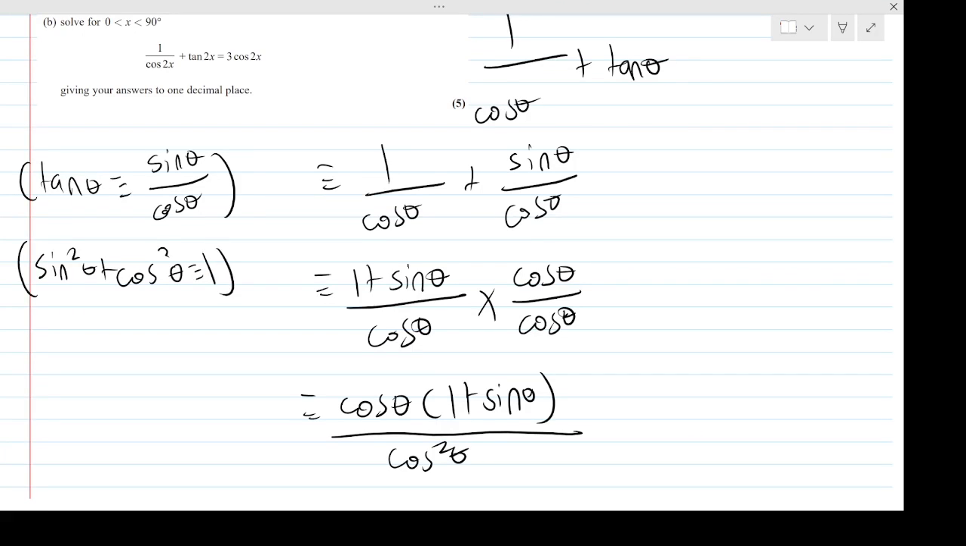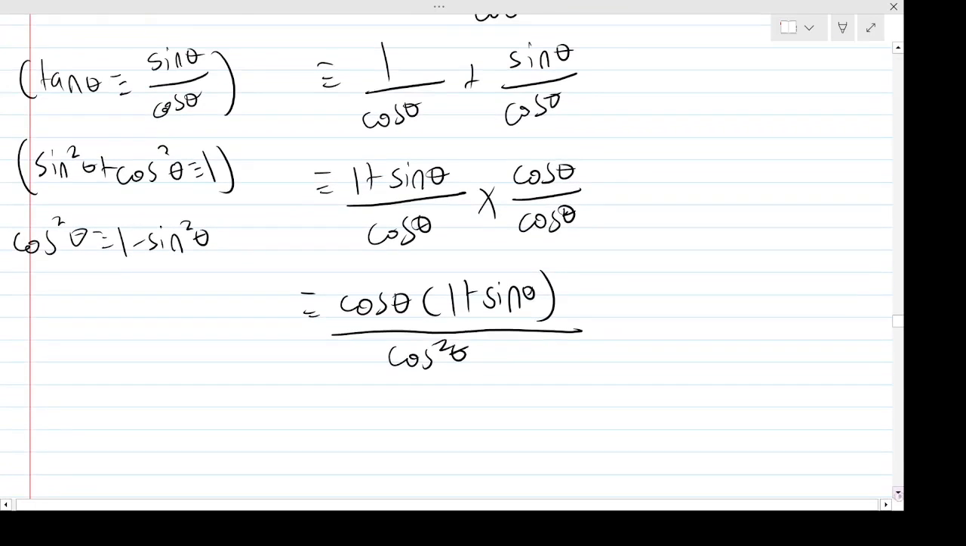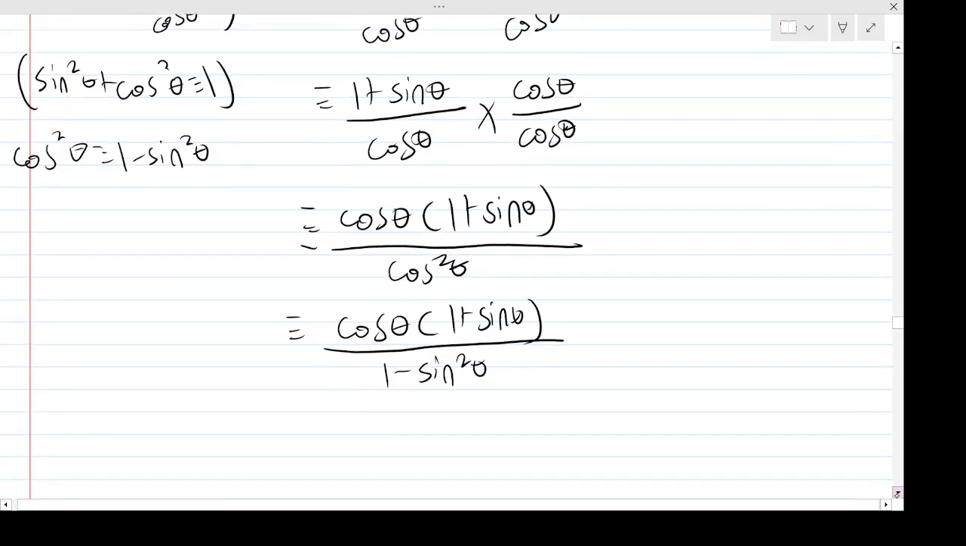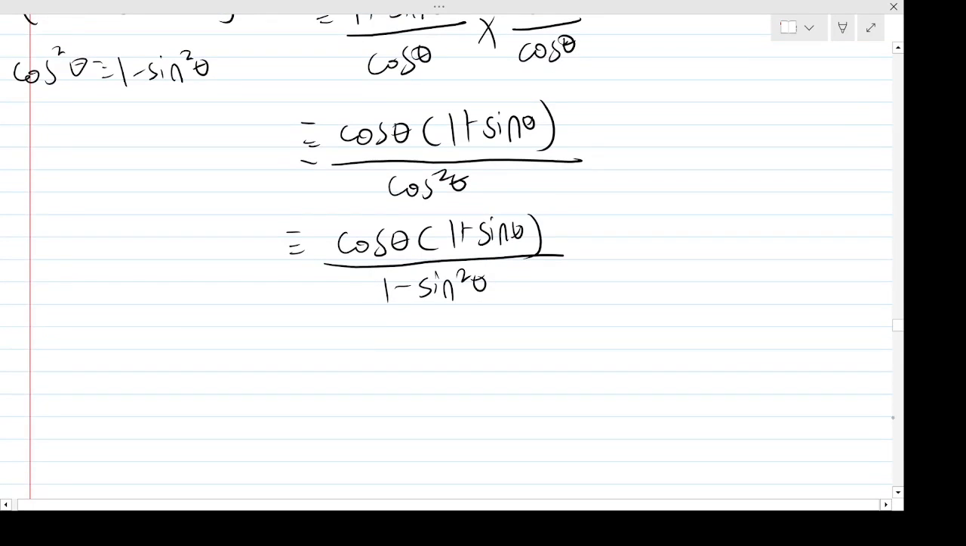So I can rearrange that to say that cos squared is just 1 minus sine squared, right? If I do that, then this is also identical to cos theta, 1 plus sine theta over 1 minus sine squared theta. And again, as always, key tip I keep drilling: factorise whenever you can.